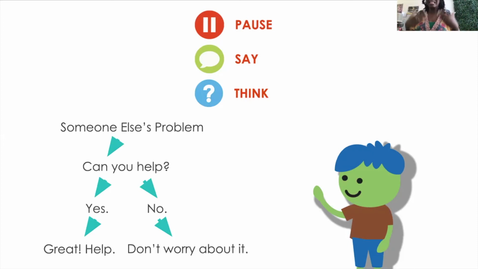I'll give you a great example. If you're in class, imagine being in school. If you were in class and someone was making poor choices, can you help them when you're supposed to be doing your work? No, you can't help them. And if you can't help them, then you don't worry about it. But if it were something that you could help with, that would be great too.